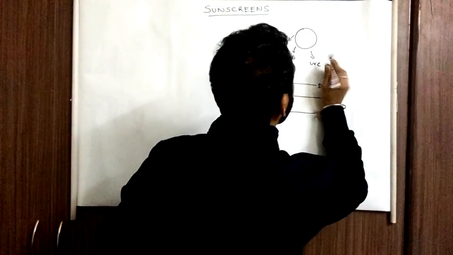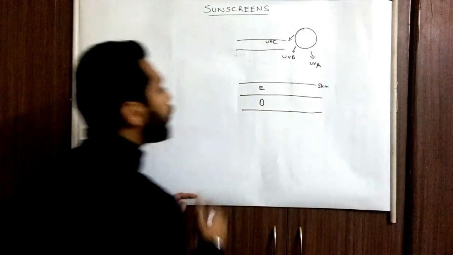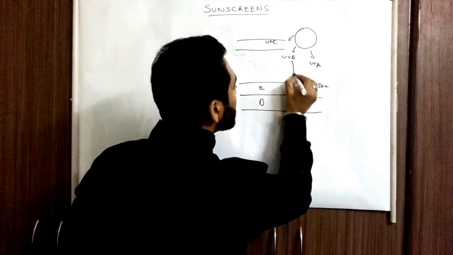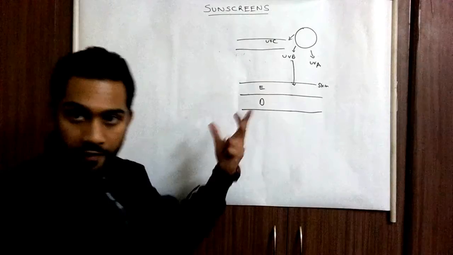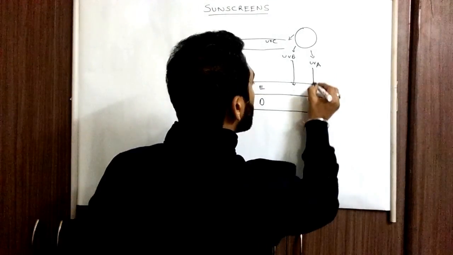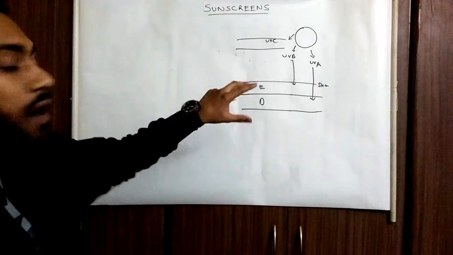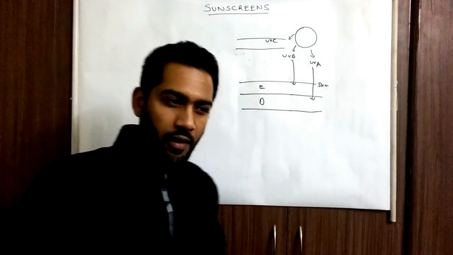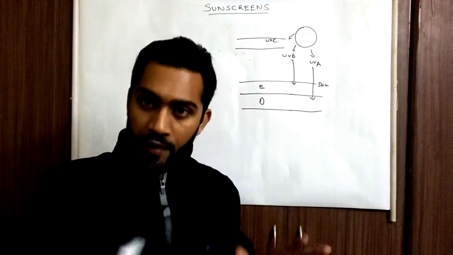This is A. UVB and UVA. Now what does UVB do? UVB gets absorbed into the epidermis of the skin due to different wavelengths, and UVA gets absorbed in the dermis layer of the skin. Now you must have heard of melanin. What is melanin? Melanin is an enzyme which determines the skin tone of every human being.